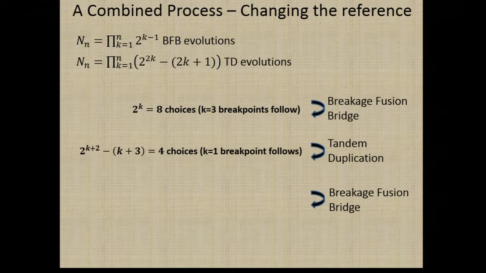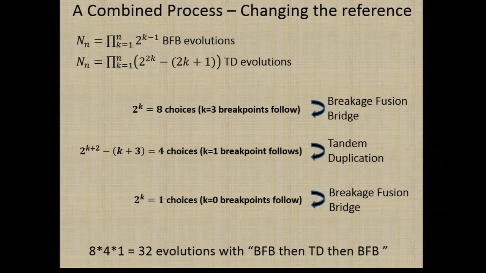And then finally, we've got the last one. And this has no follow-on event, so we only actually have 1 choice here. So we can put all this together, and we just multiply those choices together, and it gives us the total possibilities for the space. So we're restricted in the sense, I'm now saying, let's have a break fusion bridge, then a tandem duplication, then a break fusion bridge. And I'm asking how many different structures can you get if you do them in that order? And then the answer is that 32 different possible configurations arise.